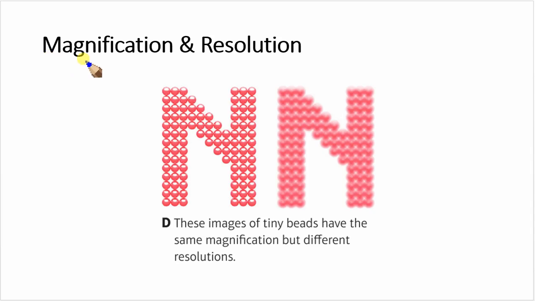So we've already used the term magnification, so we've got a good idea of what that's all about, but resolution means something else. If you look at these two letter N's, they've been magnified, increased in size by the same amount. So the magnification is the same, but we can clearly see that the resolution is different. In other words, the N on the left has been resolved more, and it appears far more clear. We can see it in greater detail.